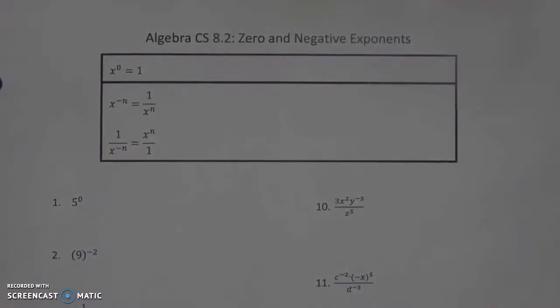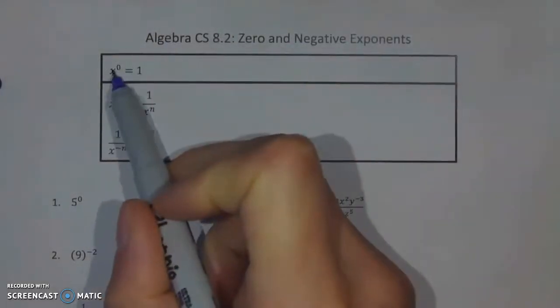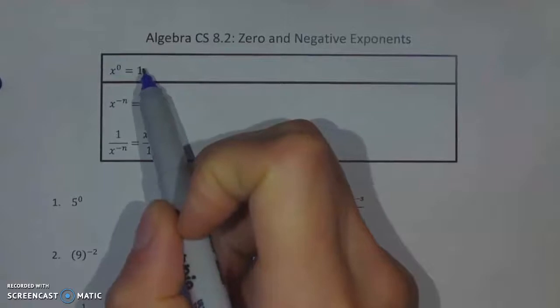So what we're going to work with today, though, is zero and negative exponents, so our two new rules. You're going to like this first one. This one's quite easy. Anytime you raise something to the zero power, it's going to equal 1.